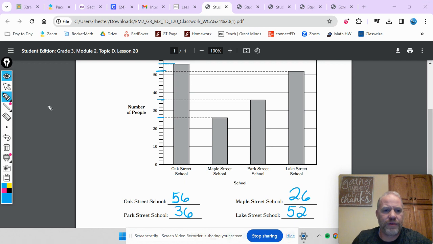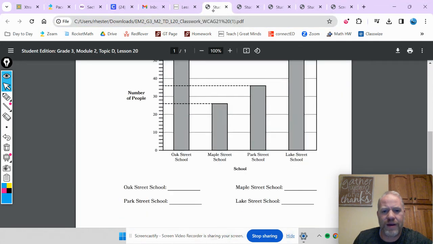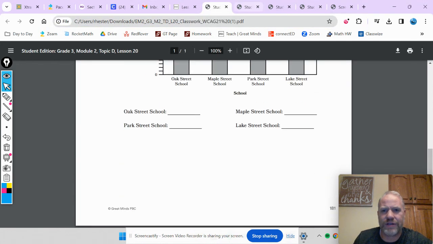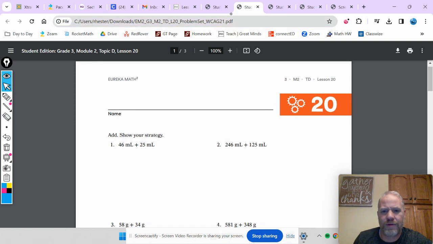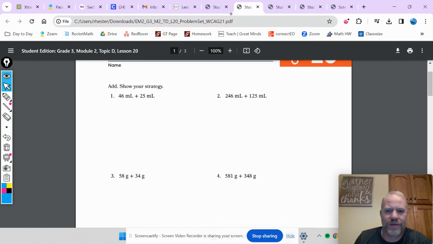All right, so now that we are finished with that, let's get ready to turn your page, and we're going to go over to our practice today. Now, I will say it's kind of interesting. We're graphing, but now we're actually doing some addition. So switching gears here on the independent practice.